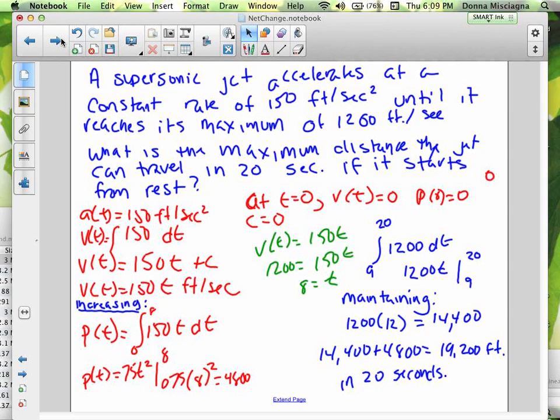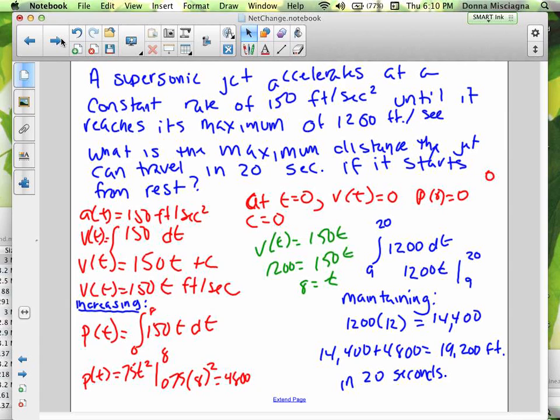So we have to find the limits of integration here because it's not going to keep increasing, right? So we don't want to use that velocity function for more than it's going to be true. It's only going to be true for 8 seconds, all right? So make sure you set v of t equal to 1200 because that's its maximum velocity. You know, it's a supersonic jet, it's not a rocket. And so that's only going to be from 0 to 8 seconds. So now we're going to integrate that part, and that's the time it's increasing.